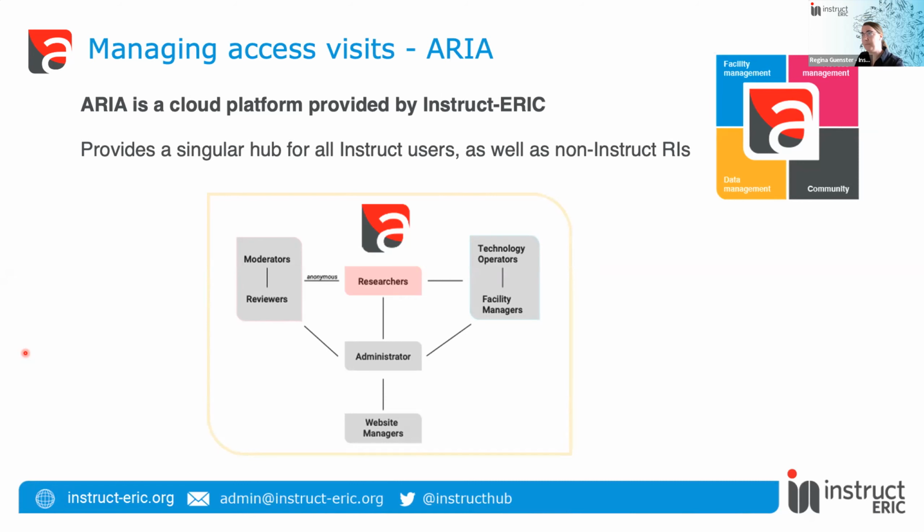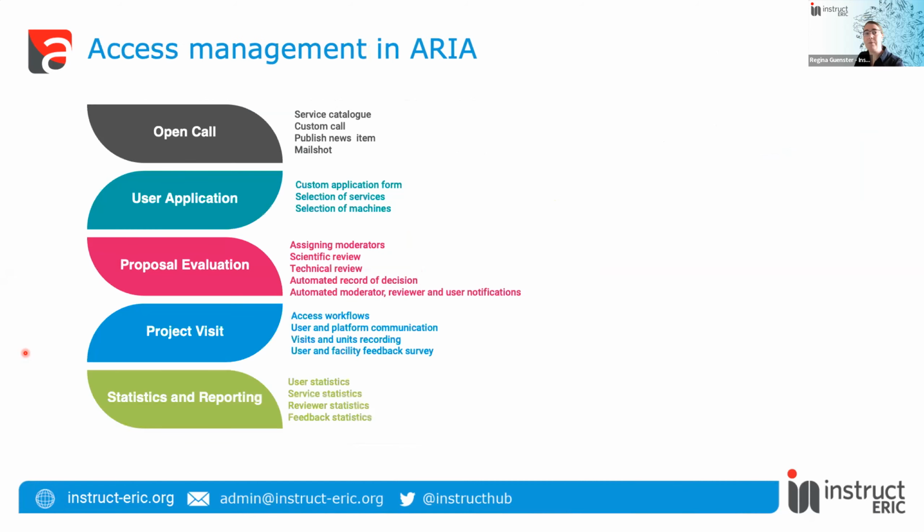So what does that mean in practice? I'm going to go briefly through this and then focus on specific points. So in ARIA, we can open specific calls. In Instruct, we have a permanently open call, but we can also have topic-specific calls that we open specifically for a specific topic. And then we can advertise this. Users can apply through the platform to that. And that means we have a custom application form and they select services and machines. That's a point I'm going to come back to later, because this is also where remote access can be chosen.